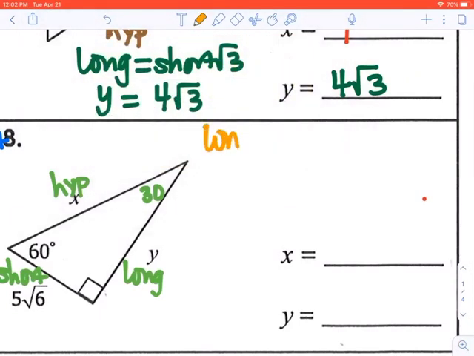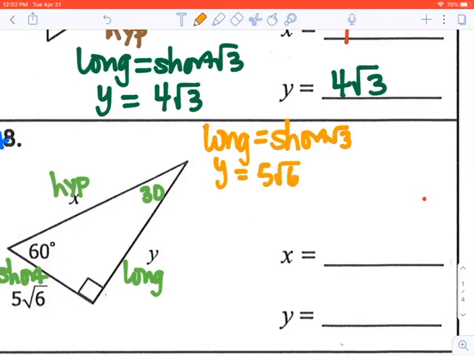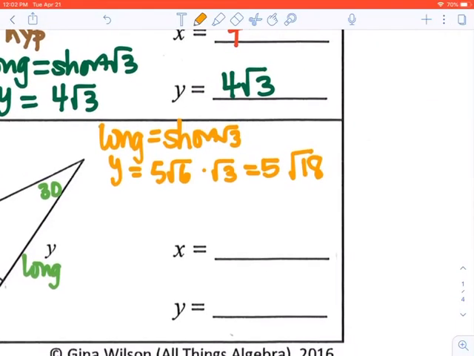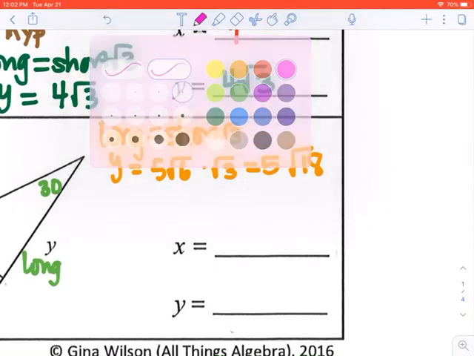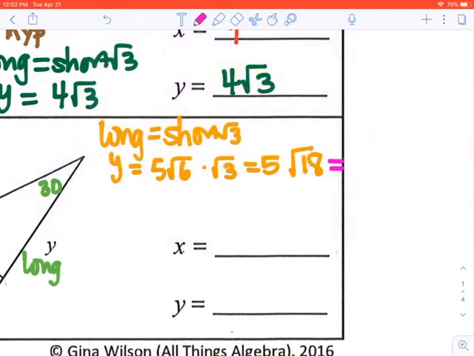The long leg equals the short leg times the square root of 3. So my long leg is y. My short leg is 5 rad 6, and then I have to multiply that times rad 3. I'm going to do a little bit of work here. This is going to be 5 square root of 3 times square root of 6, which is the square root of 18. I can multiply those because they are both in radicals. And then I'm going to simplify rad 18 because it has a perfect square in it. Square root of 18 is going to be 9 times 2.